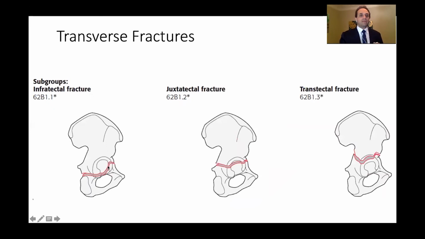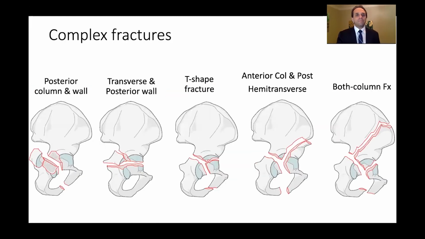The infratectal, which is a very low transverse fracture. The juxtatectal, which is a transverse fracture that runs immediately below the roof. And the transtectal, which actually runs through the roof. These are also described in the AO classification, the new compendium published in 2018 as B11, B12, and B13.